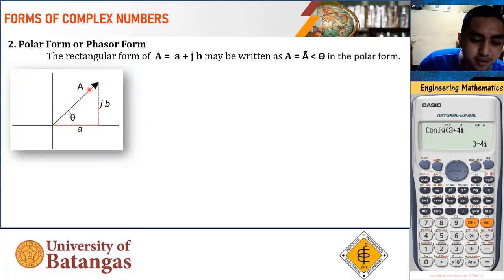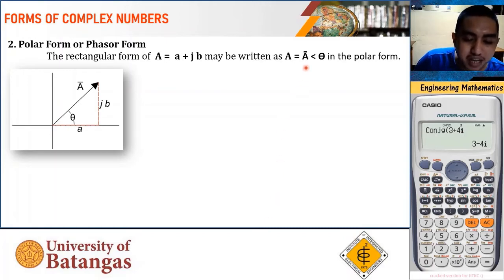So, yung A bar na to, or yung ating complex number na to, ay pwede natin siyang isulat sa polar form, or ilagay sa polar form. So, paano yun? So, kapag polar form, ang form natin, itong ating complex number will be written as A equals A bar. So, ito yung ating A bar. Then, this is our theta. So, A equals A bar angle theta. Ganon yung ating magiging form kapag polar form. Ganon natin siya isusulat.